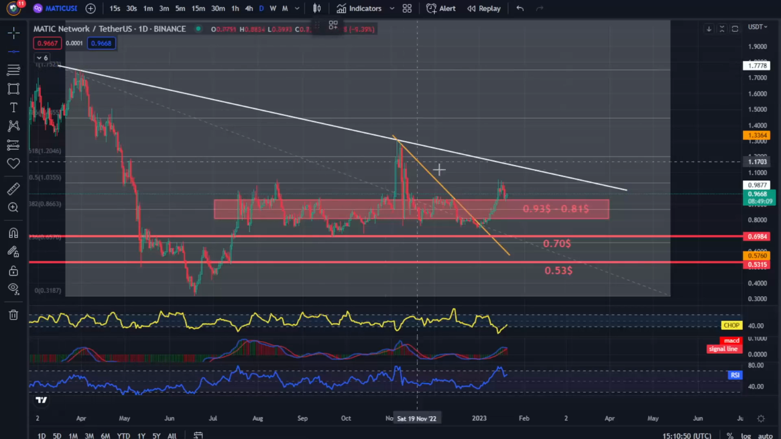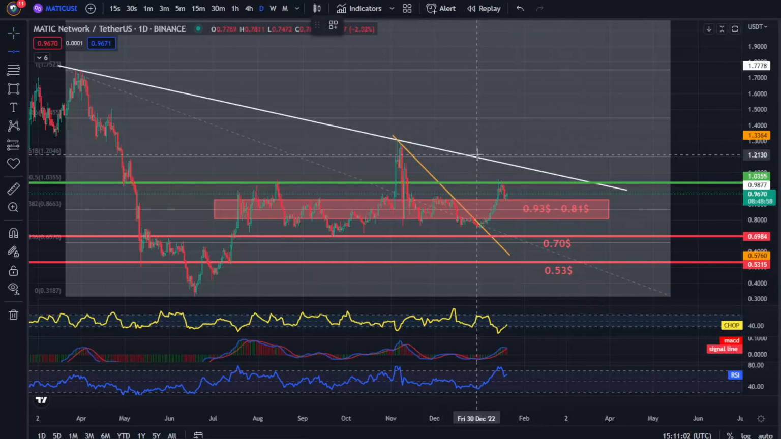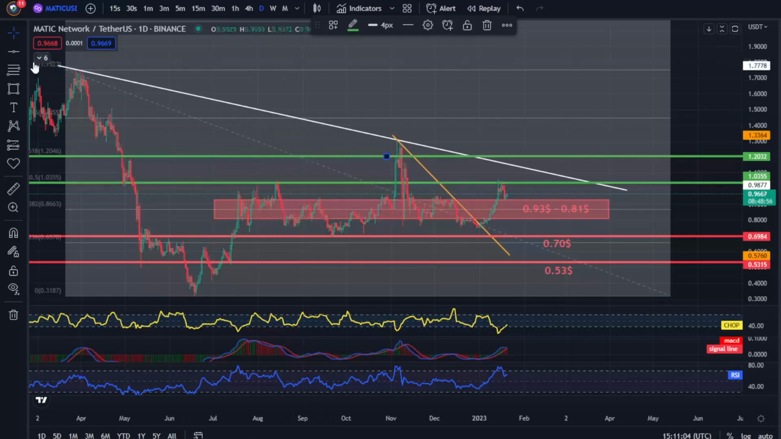Looking the other way, we can see that the price has bounced off an important resistance at $1.04. Then there is resistance at $1.20 and $1.45.